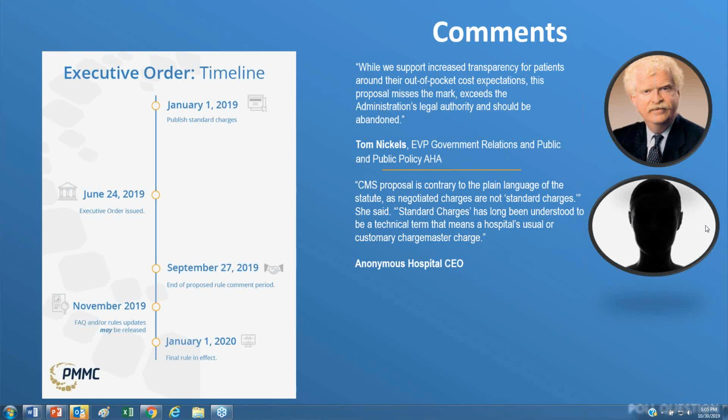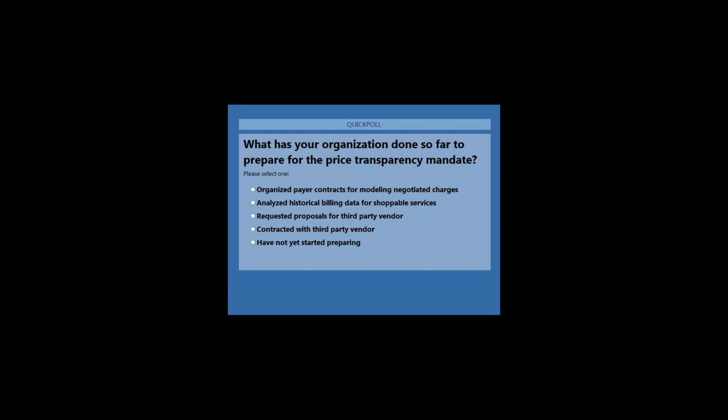So the question is, what has your organization done so far to prepare for the price transparency mandate? And the options with this poll question are that we've organized payer contracts for modeling, we've analyzed historical billing data for shoppable services, requested proposals for third-party vendor help, we've contracted with a third-party vendor to help, or we have not yet started preparing. So we'll give everybody about 30 seconds here to answer that question. I'll turn it back to Greg, and then we'll share the response here in just a minute.